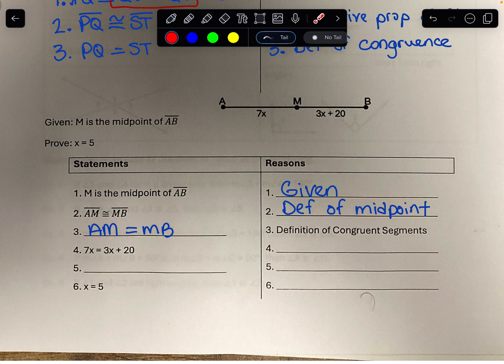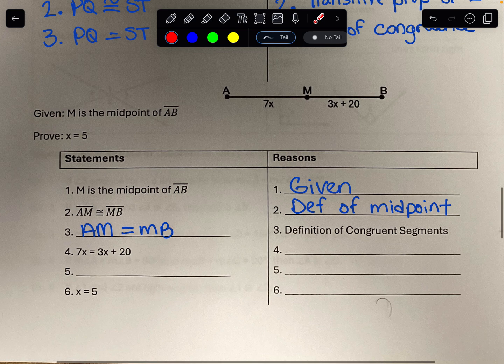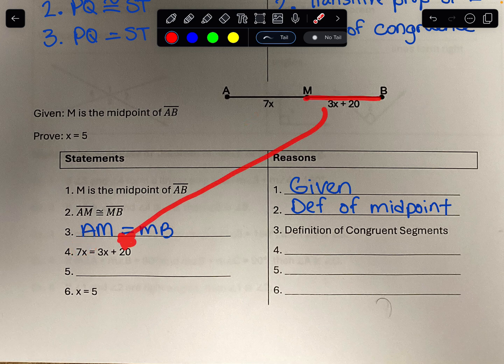Can anyone tell me how we went from AM equals MB to 7x equals 3x plus 20? Substitute. Where did you see that at? Up here, right? Okay. The length of AM is what? 7x. So they took that, substituted it here. What's the length of MB? They took that, substituted for MB. Very good.